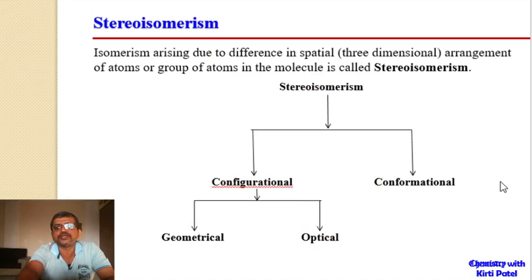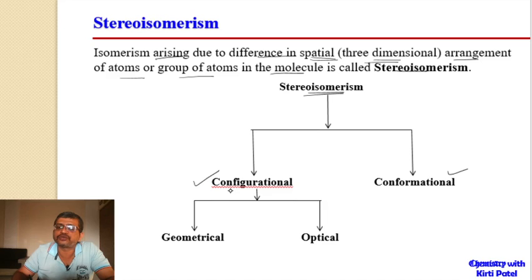So first let us do a recapitulation of what stereoisomerism is. The isomerism arising due to differences in spatial arrangement, the three-dimensional arrangement of molecules or atoms or groups of atoms in the molecule, is called stereoisomerism. Stereoisomerism is of two types, configurational isomerism or conformational isomerism.